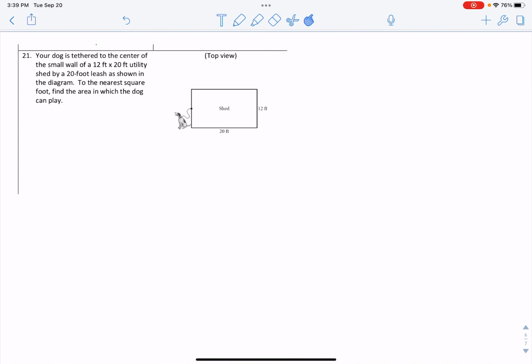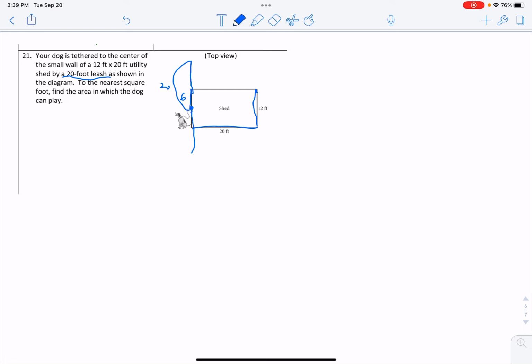Your dog is tethered to the center of the small wall of a 12 feet by 20 feet utility shed by a 20-foot leash, as shown in the diagram. To the nearest square foot, find the area in which the dog can play. So when you see the dog has a 20-foot leash and the lengths of this one are 12 and 20, when you try to go from here to here, that's only 6 feet because it's half of the 12. And if it goes as far as it can go, the total will be 20, right?